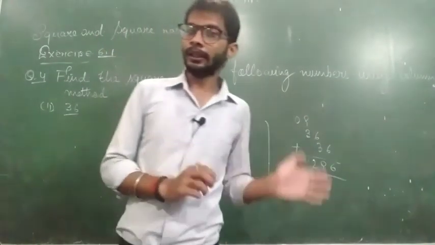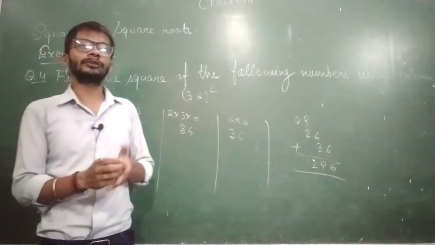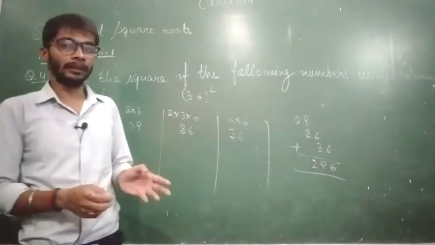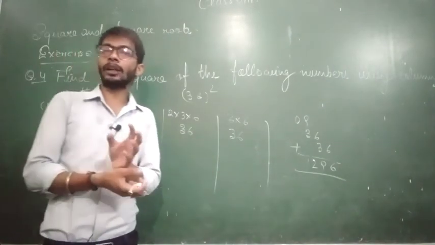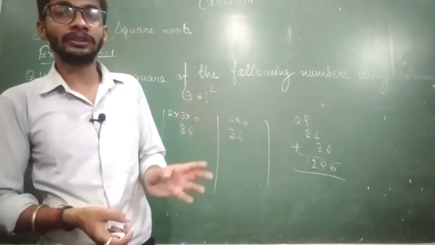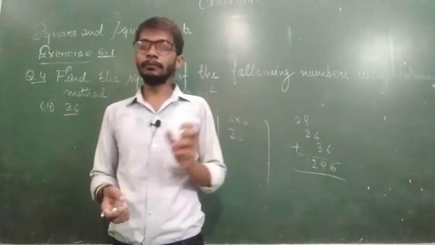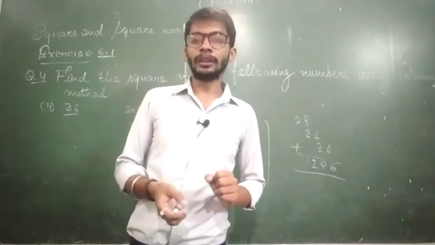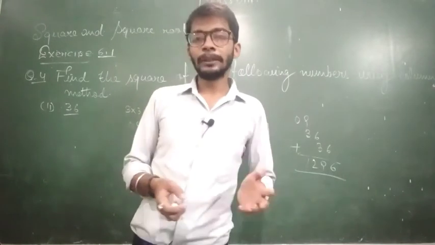So in the same manner you can find out the square of any two digit number. And let me tell you one thing, the square column method is only applied for 2-digit numbers. This is not applicable for 3-digit numbers or 1-digit numbers. So question number 4 is complete. Now come to question number 5.